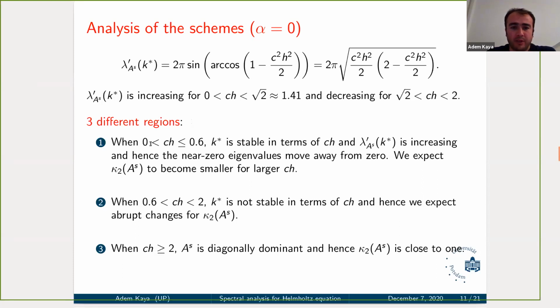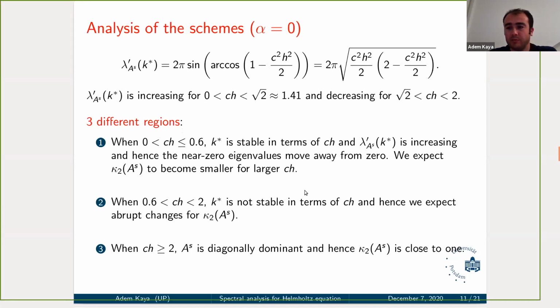In the first region, where CH is between 0 and 0.6, k star is stable in terms of CH. And the tangent at the root is increasing, and hence we expect the near zero eigenvalues to move away from zero. And so we can expect the condition number to become smaller for larger CH. So in the second region, where CH is between 0.6 and 2, k star is not stable.